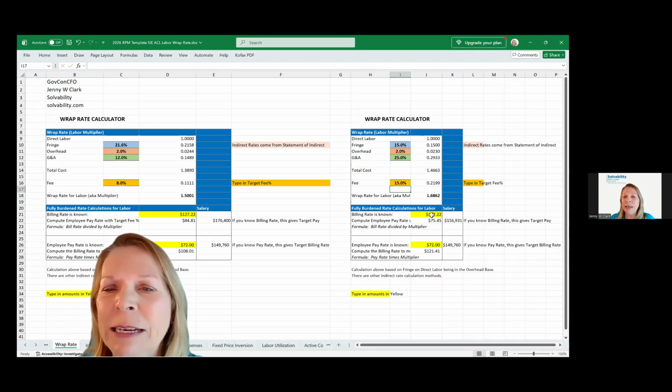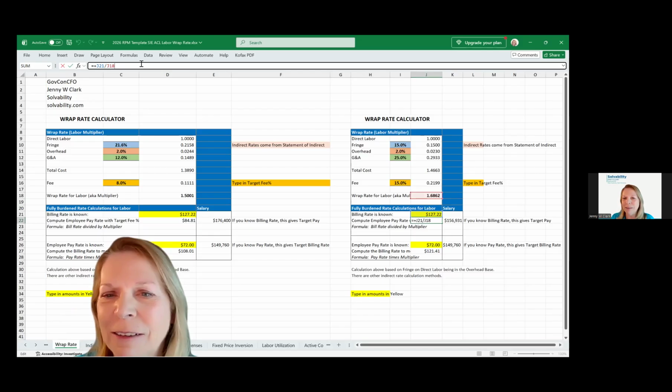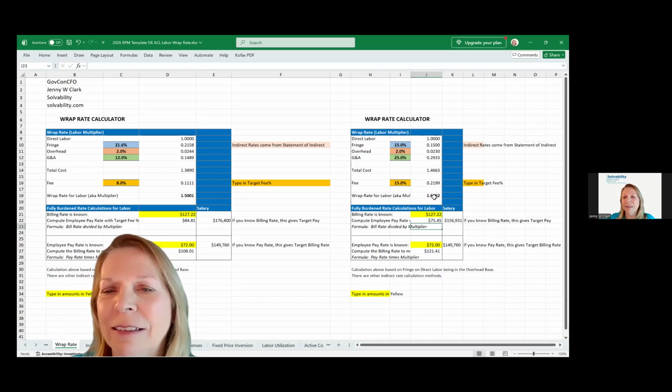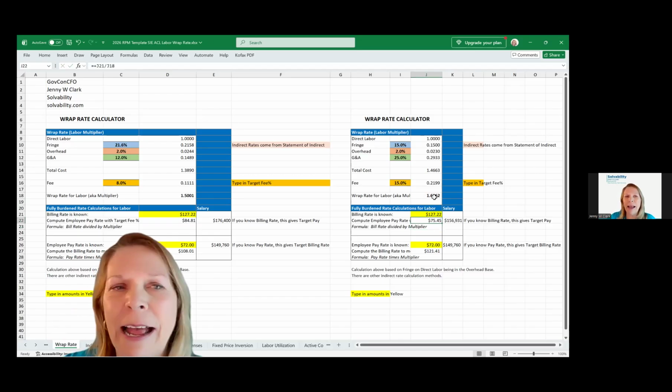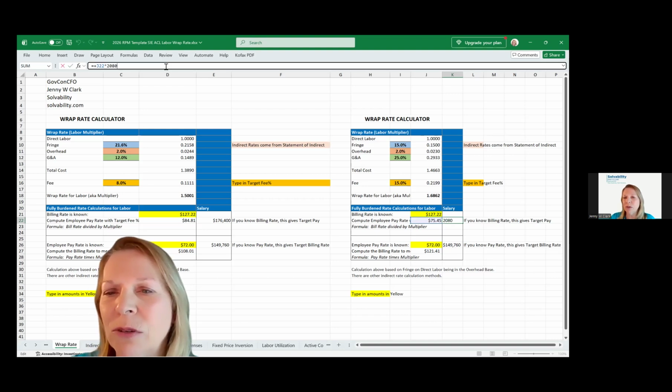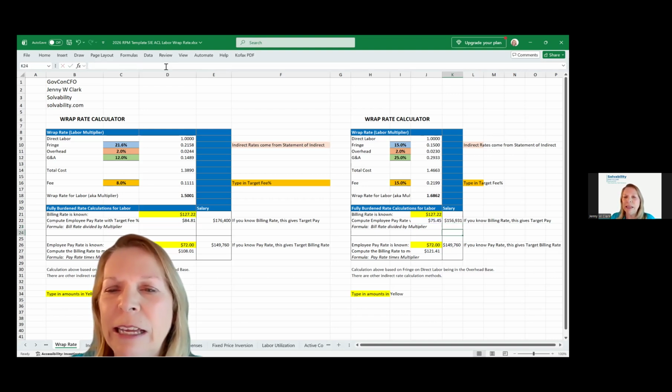So again, what it's telling me down here is my billing rate, where I said a minute ago, 127.22. What this is doing is dividing the billing rate by the wrap rate number and calculating what I can afford to pay that person. The salary is just the pay rate times 2,080 hours. Same thing over here. If I know that I've got to pay the employee $76 an hour, 150, $160,000 a year, it's going to tell me what the pay rate is.